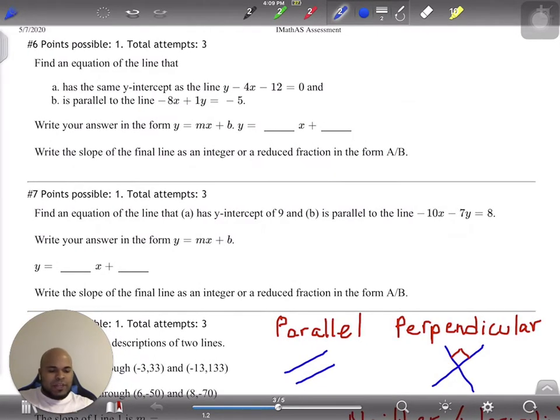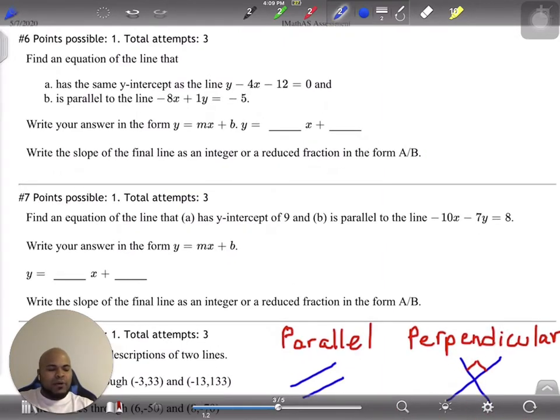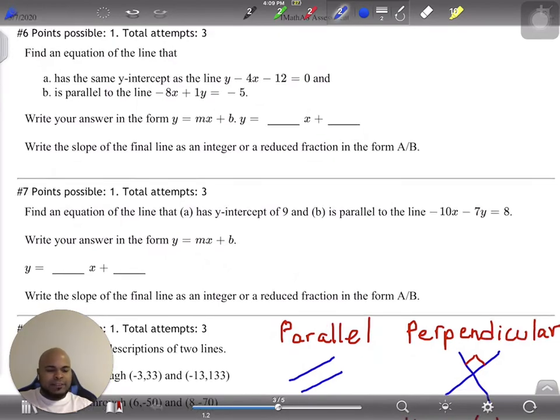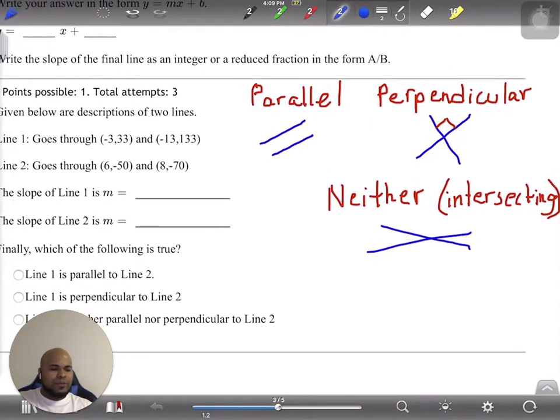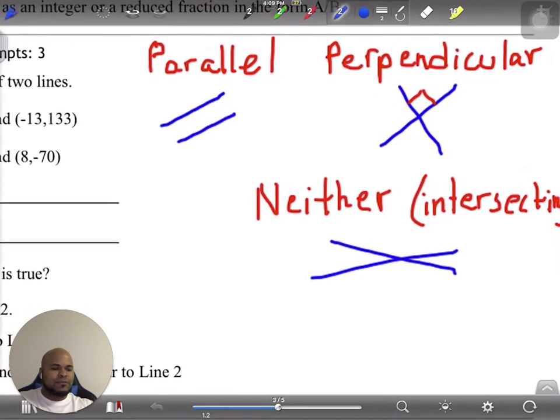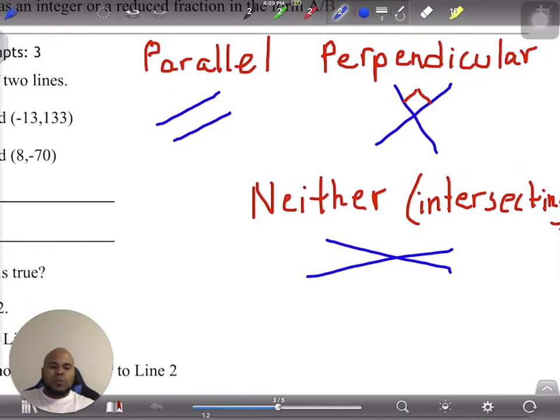All right, we are here in number 6, and it says find an equation of the line that. Now, we're going to talk about parallel lines, perpendicular lines, and neither. Okay, so let's talk about parallel lines and perpendicular lines for a second. If I ask you what you know about parallel lines, you'll probably say that they're lines that never touch, they never intersect. And that is true. But now that you are in intermediate algebra, you should know a little bit more. Why don't they intersect? Well, they don't, because they have the same rate of change.